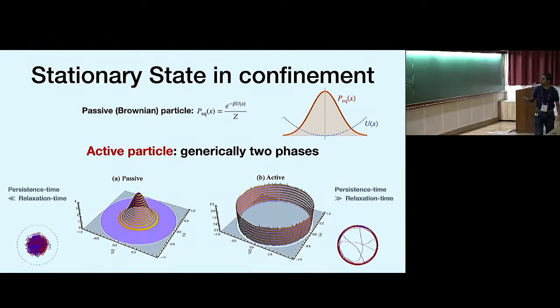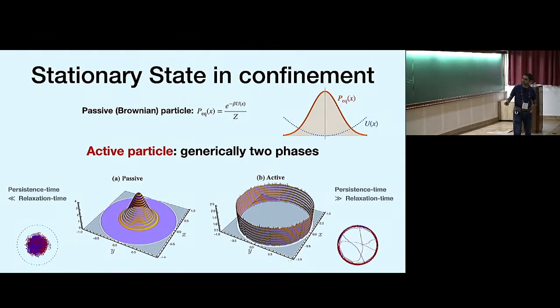But on the other hand, if your persistence time is large, so it keeps going in one direction for a long time compared to the relaxation time of the trap, what you see is that your distribution is actually quite different. It's crowded away from the center, right? So this one is very different from this distribution, okay? This is called the active phase.